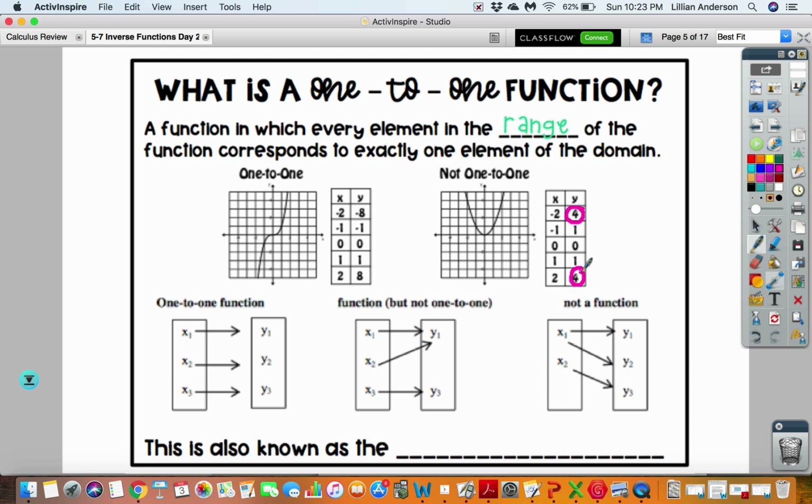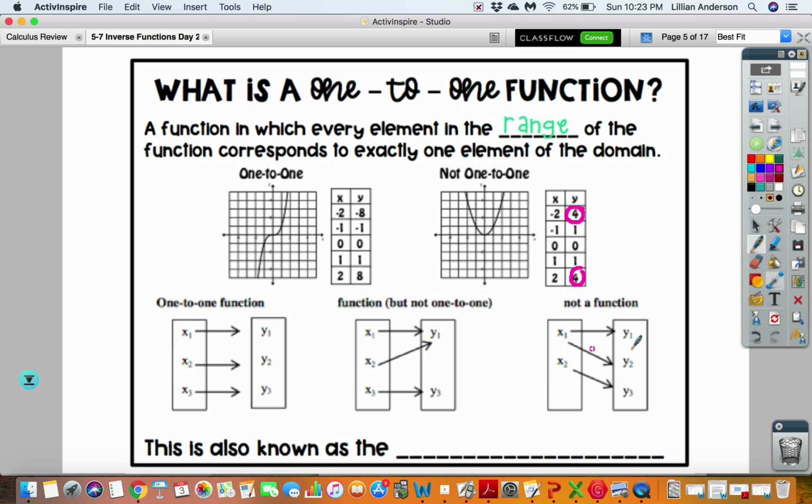So in order to be one-to-one, your y's cannot repeat. To be a function, your x's should not repeat. If I go back and look at the very first function, this is a cubic function, none of your x's repeat. So this is also a function. It's not just a one-to-one function, but it's also a function. Here, none of your x's repeat. This right here is an example of a function, but as we can see, it's not one-to-one.